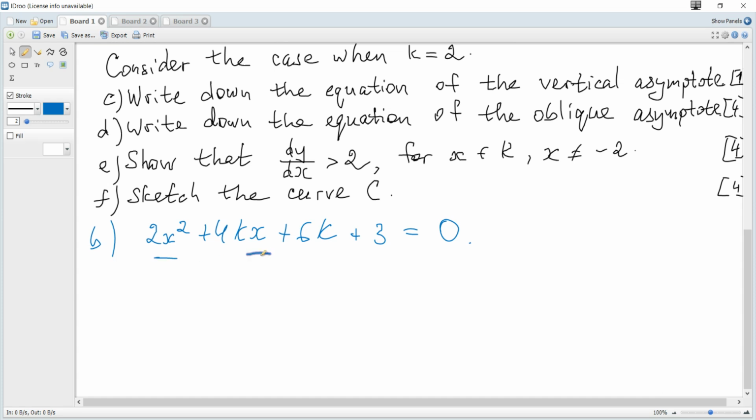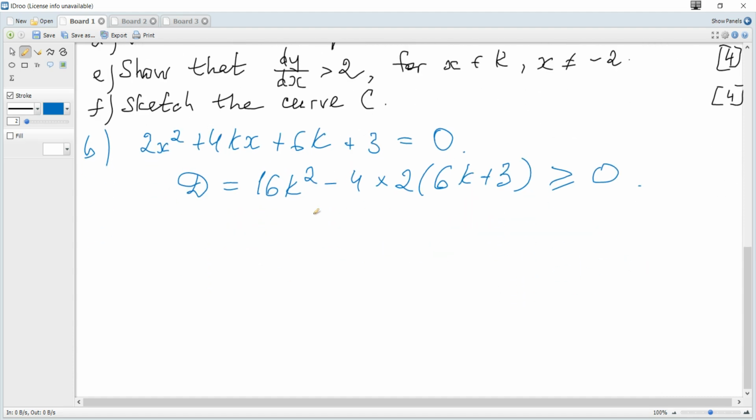We can see that it's a quadratic equation with respect to x. k is just a parameter, a constant, and we should consider the discriminant because the number of solutions depends on the discriminant. The discriminant is b squared minus 4ac, so it's 16k squared minus 4 times 2 times (6k plus 3), and for at least one solution it must be greater than or equal to 0. Let's simplify: 16k squared minus 48k minus 24 should be greater than or equal to 0.